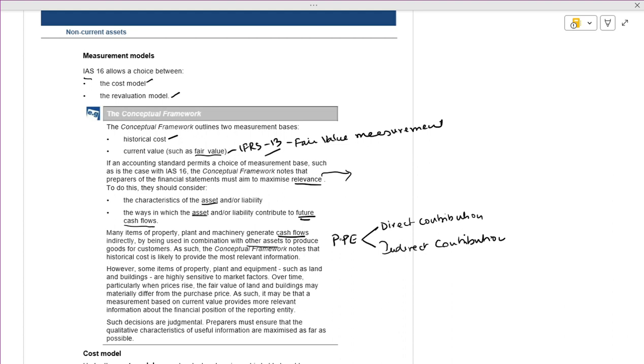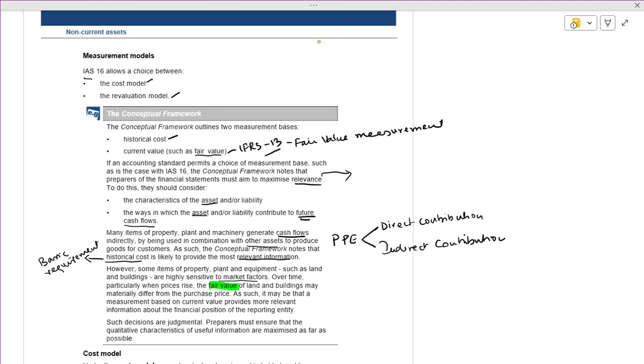As such, the conceptual framework notes that historical cost is the basis. When we are saying historical cost, it is nothing but the basic requirement, the basic requirement for every other calculation, and it is more relevant. It can be relevant and it is reliable also. Some items of plant and equipment, such as land and building, are very sensitive to market factors. If there is any sensitiveness to market factors, in that case what we have to do? We have to take into consideration the fair value.